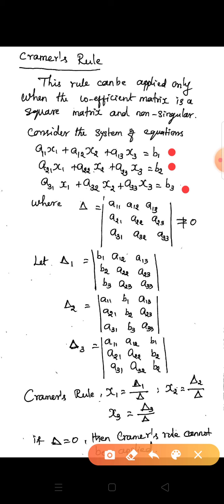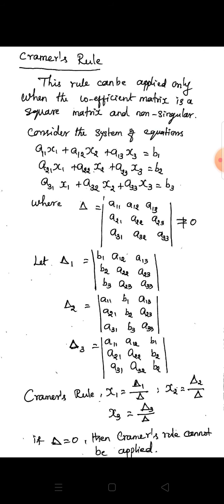Where delta is equal to the determinant of the coefficients of x1, x2, x3 in the three equations. So, delta is equal to a11, a12, a13, a21, a22, a23, a31, a32, a33. This is not equal to 0 because the determinant value of the coefficient matrix is non-singular. So, delta is not equal to 0.